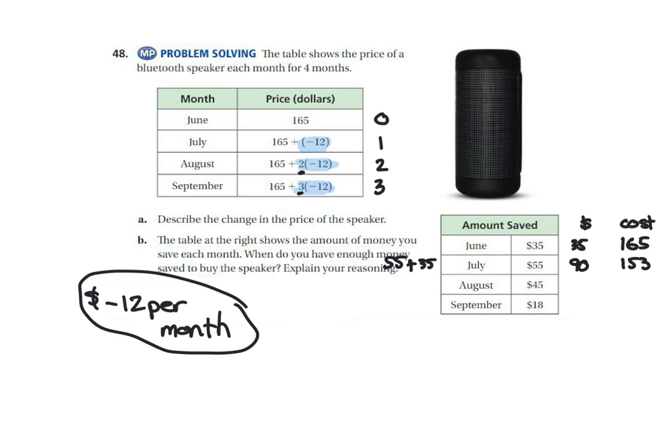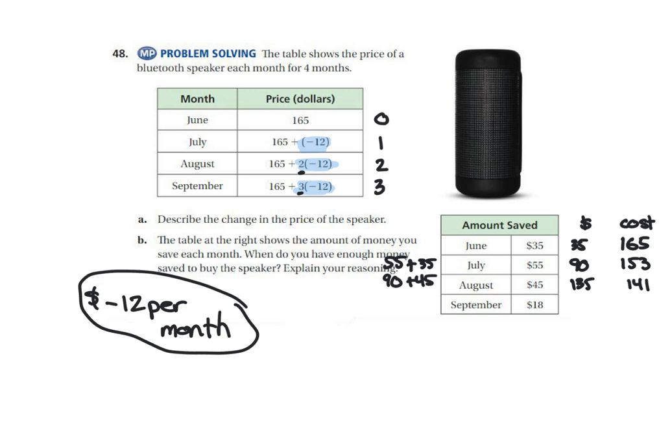So let's look at August. The price was $153 for the speaker. It drops by $12 more. So now that puts the price of the speaker at $141. You've now saved $90 plus an additional $45. So 90 plus 45, you've got $135. So you still do not quite have enough.